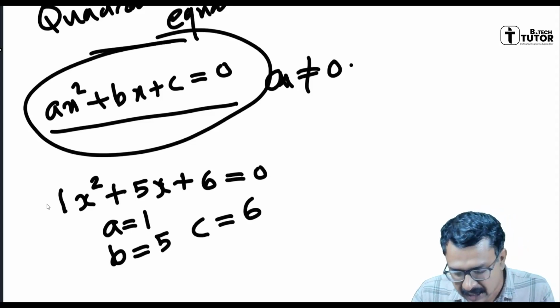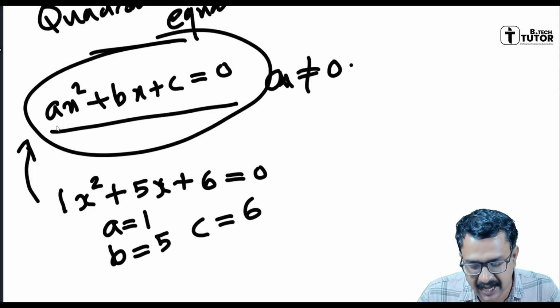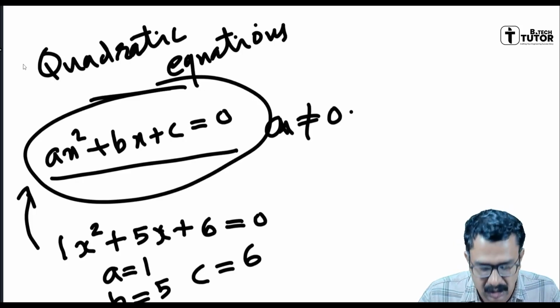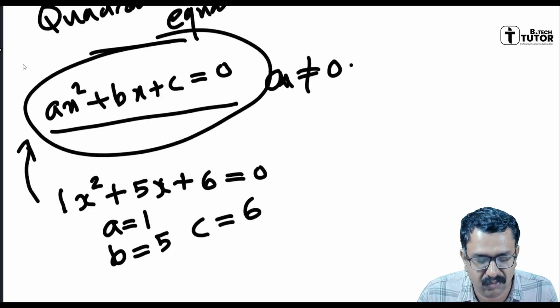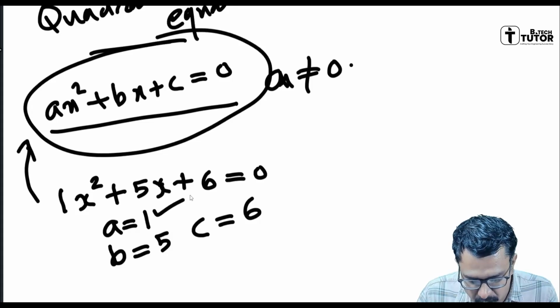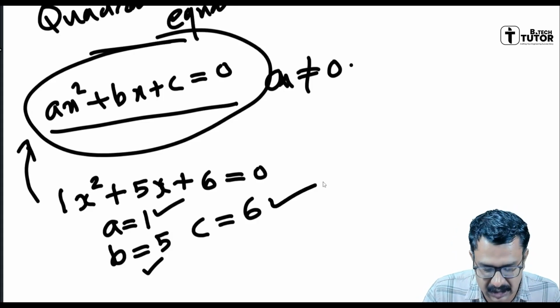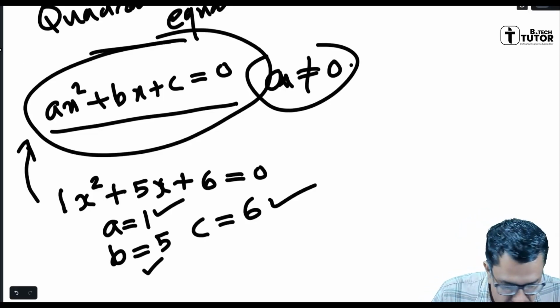Remember that the standard form of a quadratic equation is ax square plus bx plus c equal to 0. Here, for example, x square plus 5x plus 6 equal to 0, a equal to 1, b equal to 5, c equal to 6. Remember that a is not equal to 0.